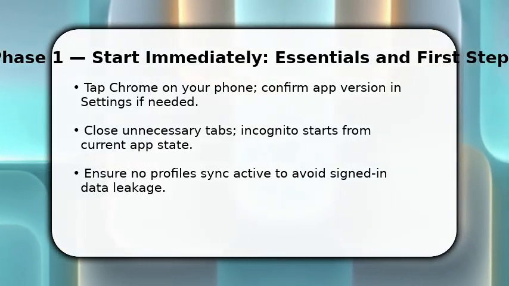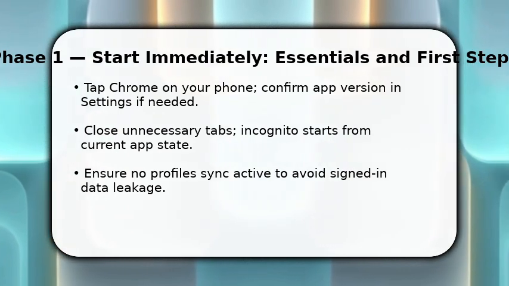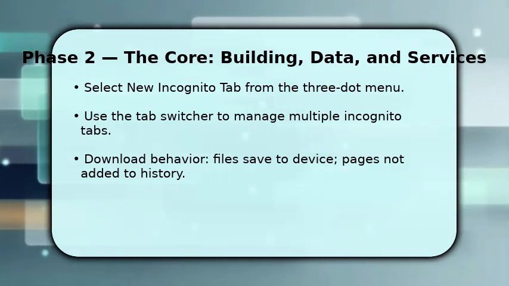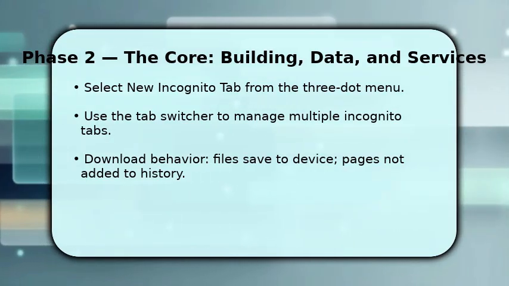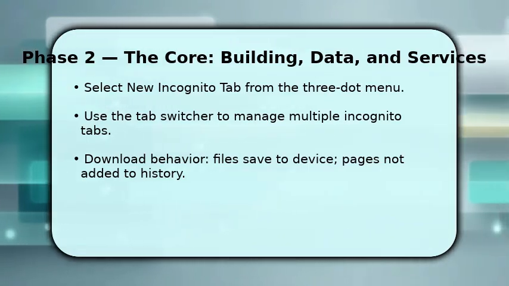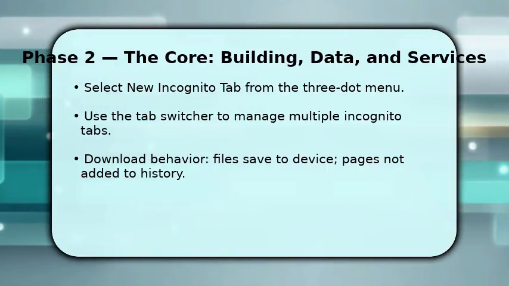Now start an Incognito tab. Tap the three-dot menu and choose New Incognito tab. That creates a session separate from regular browsing. Once inside, use the tab switcher to open or close multiple Incognito tabs because each tab shares the same private session. Remember why? Incognito keeps no local history, cookies clear on close, and autofill is disabled. However, downloads and bookmarks still persist on your device.